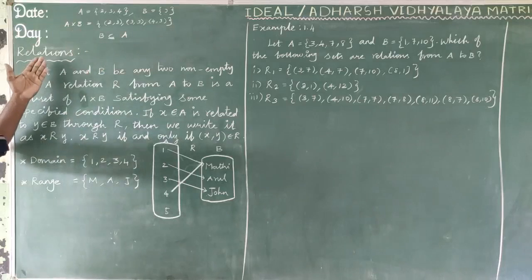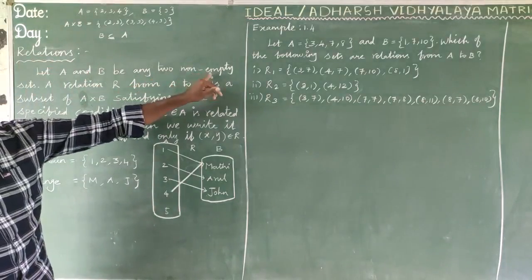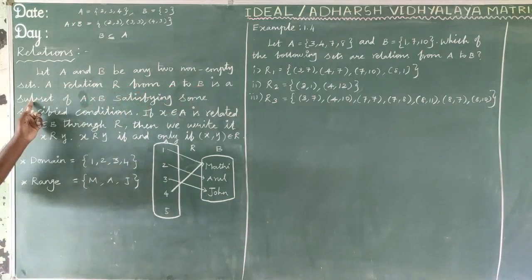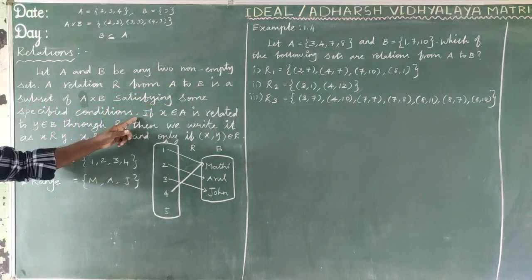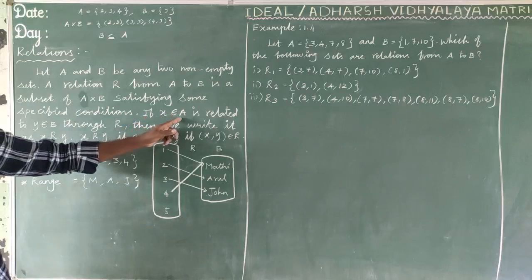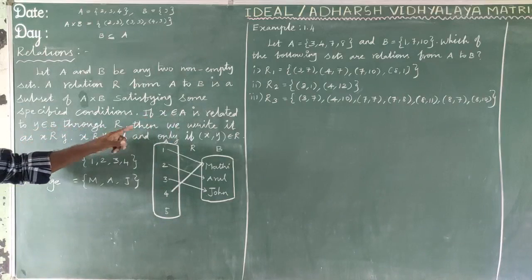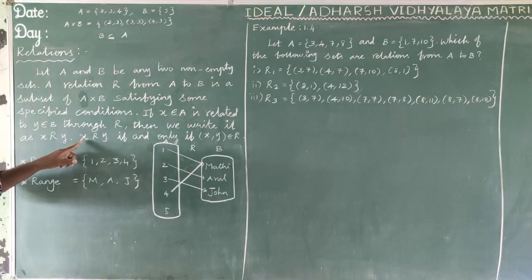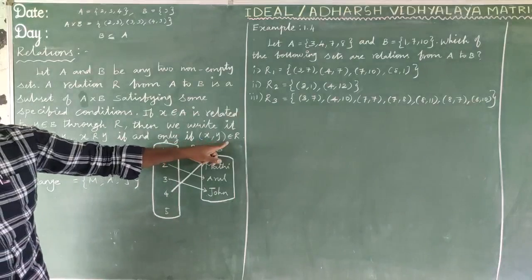Right. Definition of relations. Let A and B be any two non-empty sets. A relation R from A to B is a subset of A cross B, satisfying some specified conditions. If x belongs to A is related to y belongs to B through R, then we write x is related to y if and only if (x, y) belongs to R.